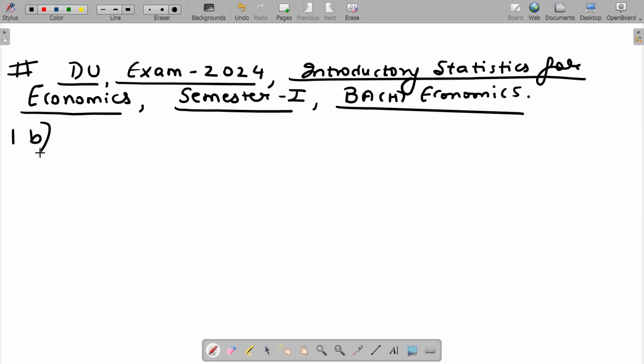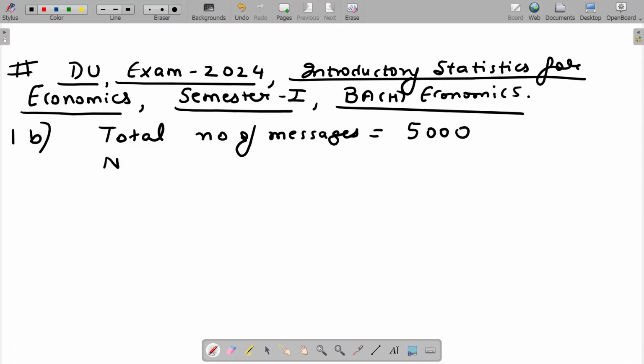So we need to find the probability of the message being a spam given that it contains words from the spam list. First of all, let me quickly write the total data. If you read the question carefully, total number of messages are 5,000. Number of spam messages are 1,700.